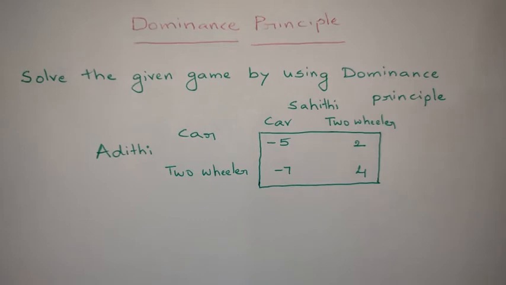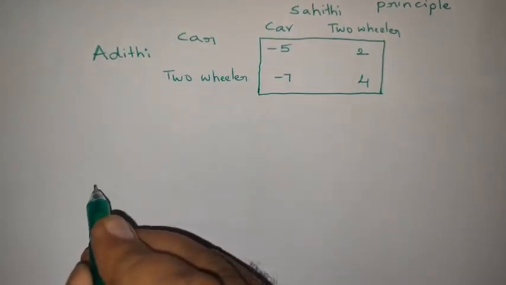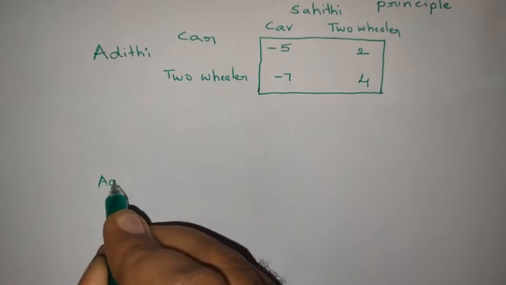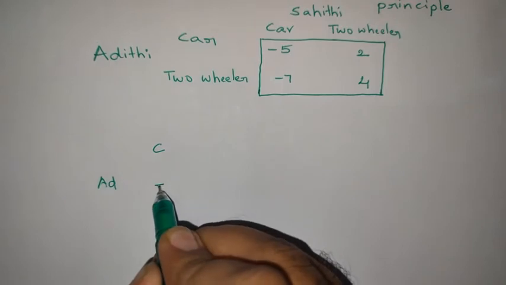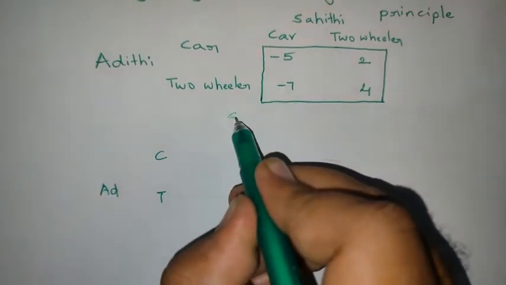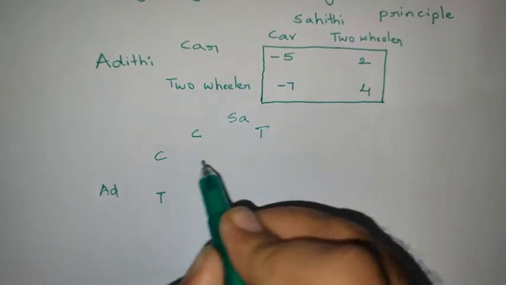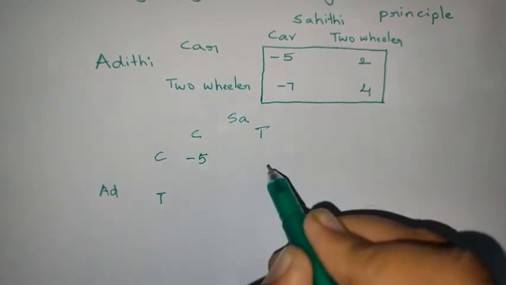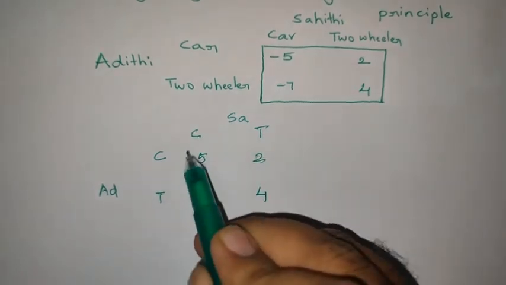Now I am writing the given payoff matrix as it is again. I am writing in short names: Aditi to go by car, to go by two-wheeler, and next Sahiti to go by car and to go by two-wheeler. So -5, 2, -7, 4.